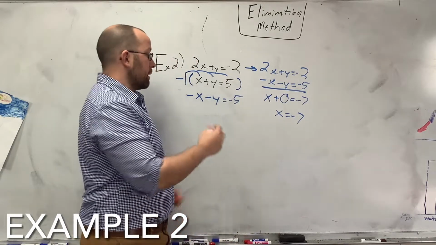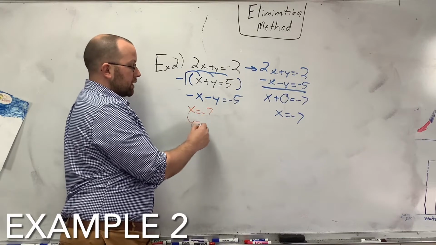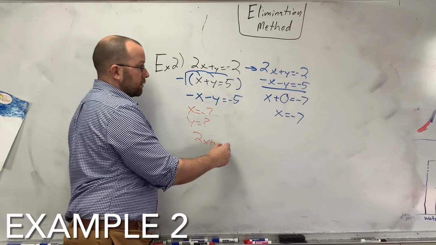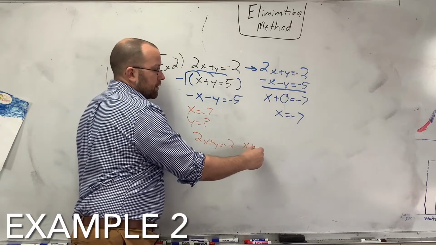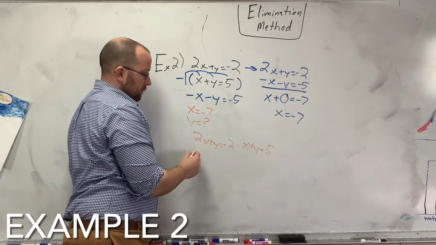Now I have to find my y. So I know my x equals negative 7, what is my y equal to? Well, 2x plus y equals negative 2. x plus y equals 5. Plug that in.